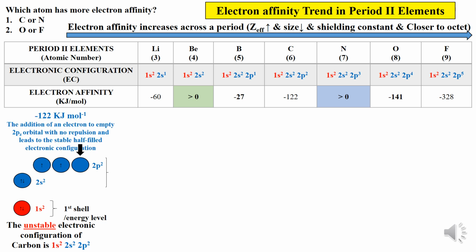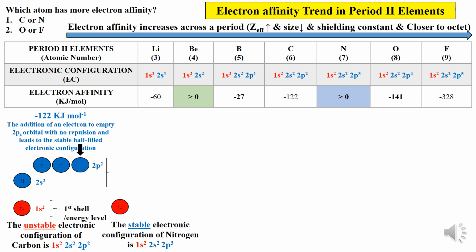So the added electron goes to the empty 2pz orbital with no repulsion. That's one reason. And this leads to a stable half-filled electronic configuration. So after adding, you get a stable half-filled electronic configuration. And that is shown by the higher electron affinity value of minus 122 kilojoules per mole.